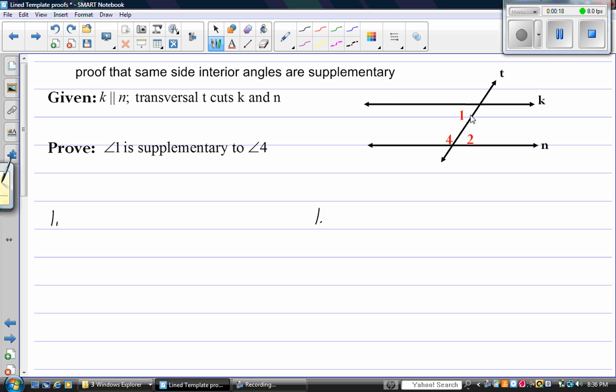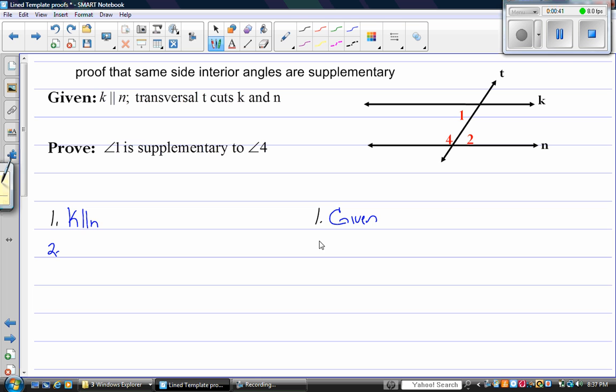identified first was that using the theorem that alternate interior angles are congruent. Okay? So in this proof we're allowed to use the theorem that alternate interior angles are congruent, and that's going to be pretty important as we go through the first couple steps of this proof. I'm just going to write K is parallel to N. So given.